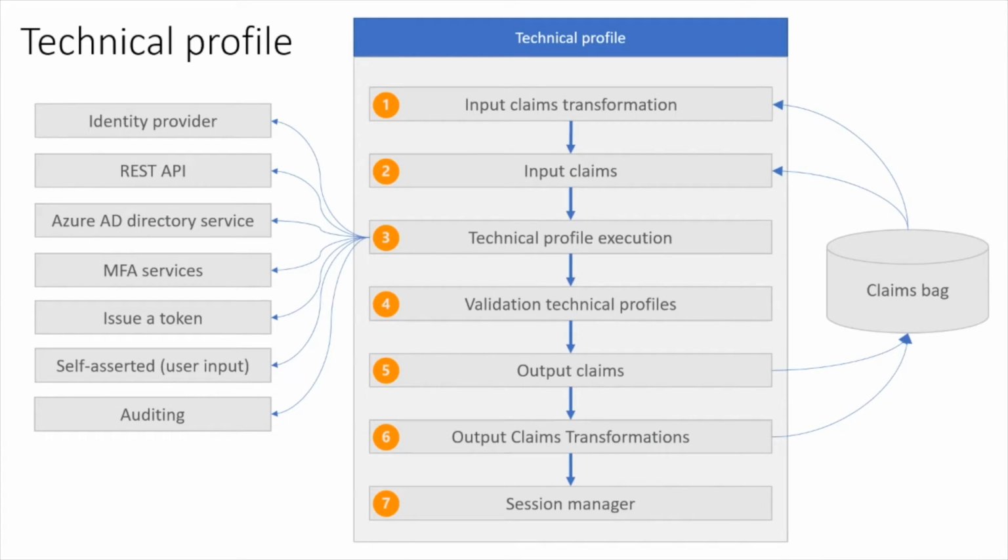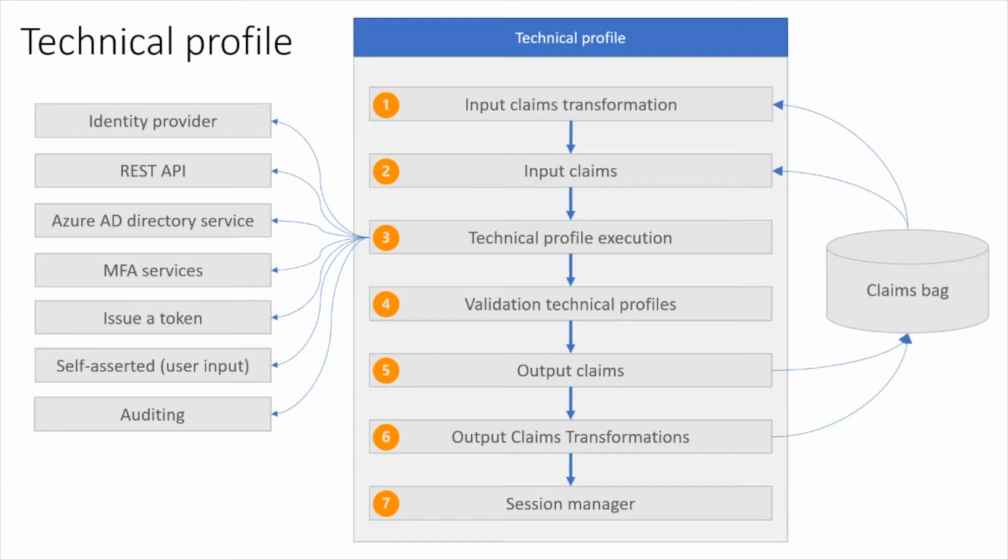Let me see if we can illustrate this and discuss this in a little more detail. Every technical profile has this same core concept. Azure AD B2C reads the claims from the claims bag, sends input claims into the operation, runs some variety of claim transformations, and then communicates with the configured protocol, such as an identity provider, REST API, or Active Directory services. After the process finishes, the technical profile returns the output claims and may run some transformations as well.